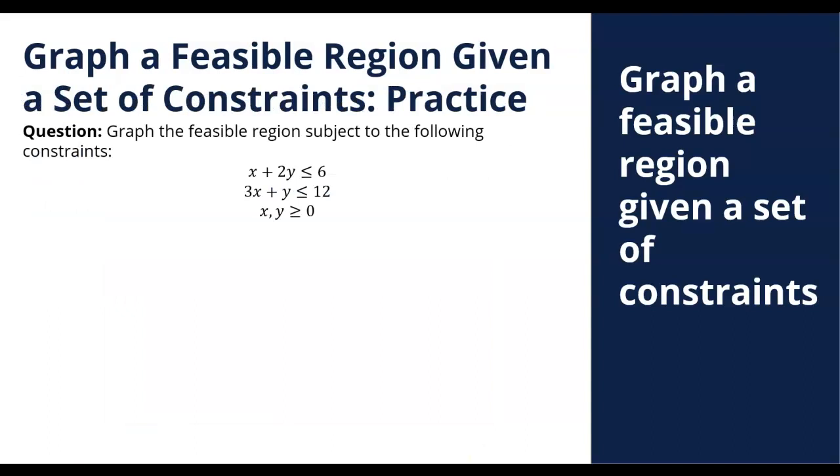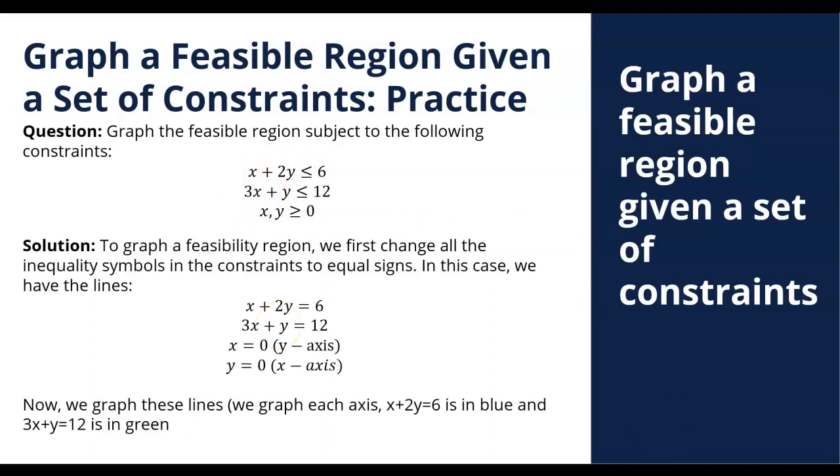Graph a feasible region given the set of constraints. Now, to graph the feasible region, we first change all the inequality symbols here to equal signs. And in this case, we will then have lines. We have x plus 2y equals 6. We change this to equality. We have 3x plus y equals 12. This becomes x equals 0, or the y-axis, and y equals 0, or the x-axis. Now we graph these lines.